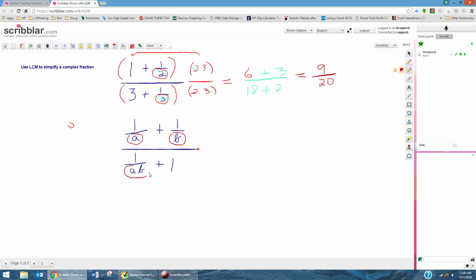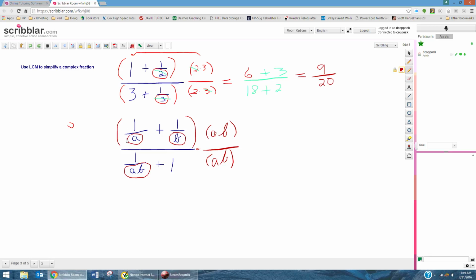And I want to form the LCD of all those denominators. Well, I need an A, I need a B, and this one's already got an A, B in it. So that's the LCD, AB. Multiply the numerator and the denominator of the big fraction by AB. Why do I do that? Because when I multiply this AB times both terms of the numerator, the small fractions disappear.